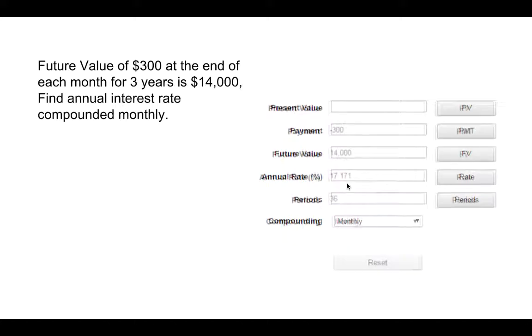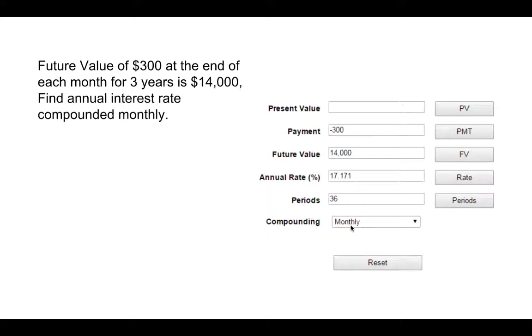And the annual rate's what you're looking for. Make sure you've got monthly there. And the annual rate is just 17.17%. This kind of explains why they use annual rate, not asking you to divide it, because it's what's simplest to come out.